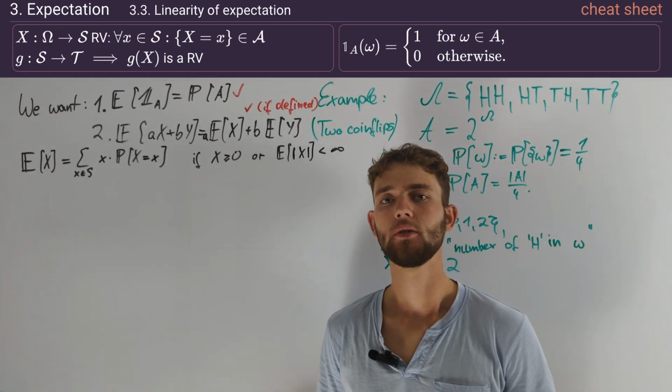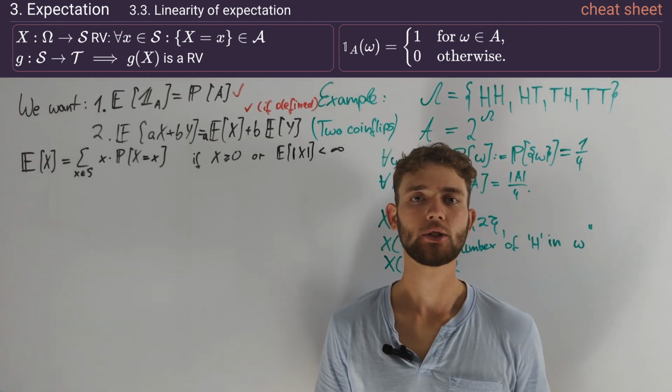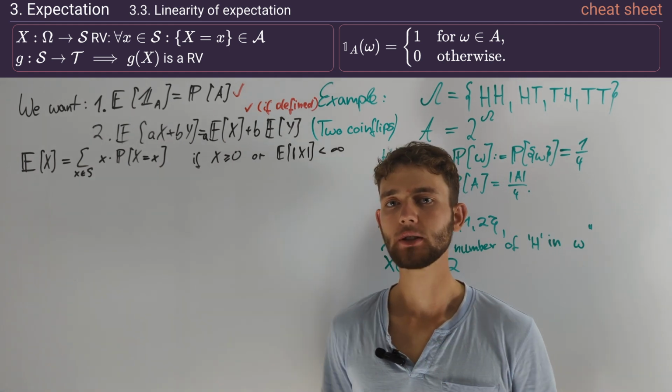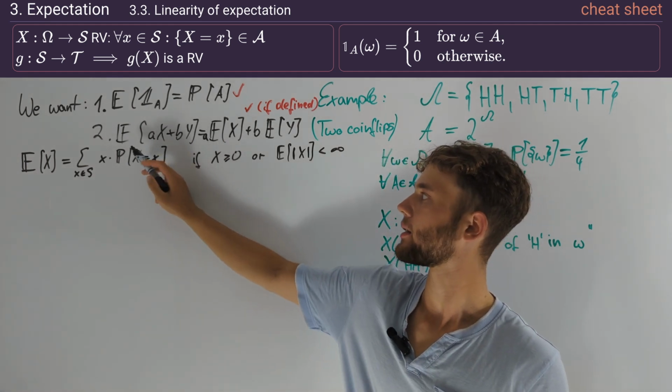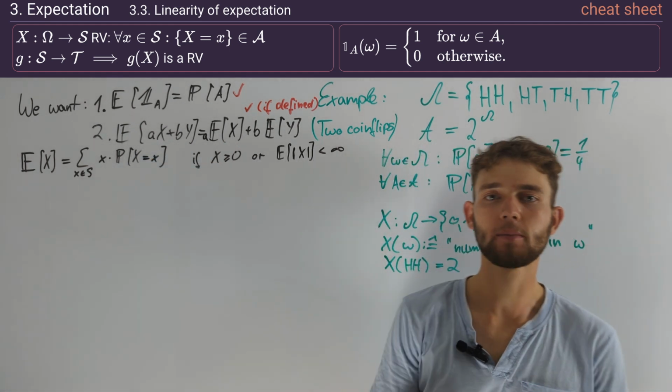I want to make two notes before finishing the expectation chapter with two inequalities. First of all, I want to say that linearity of expectation is incredibly important.